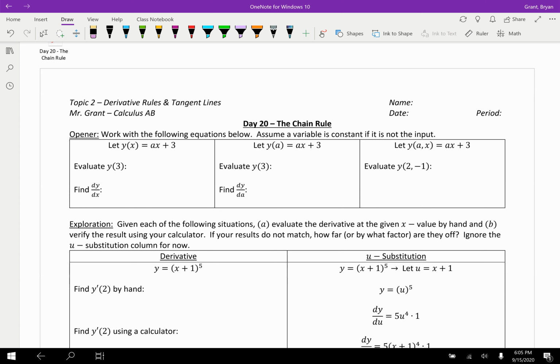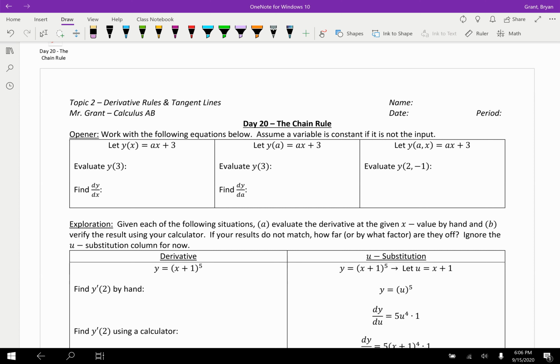We spent the last couple days learning the product rule, the quotient rule, and derivatives of trig functions, and those are all some great basic derivatives. However, the chain rule is really the one that controls them all. This is our focus for today. What is the chain rule and how does it apply?